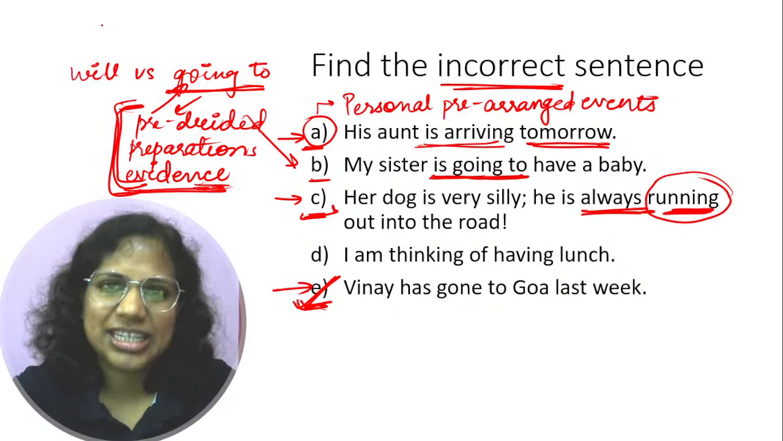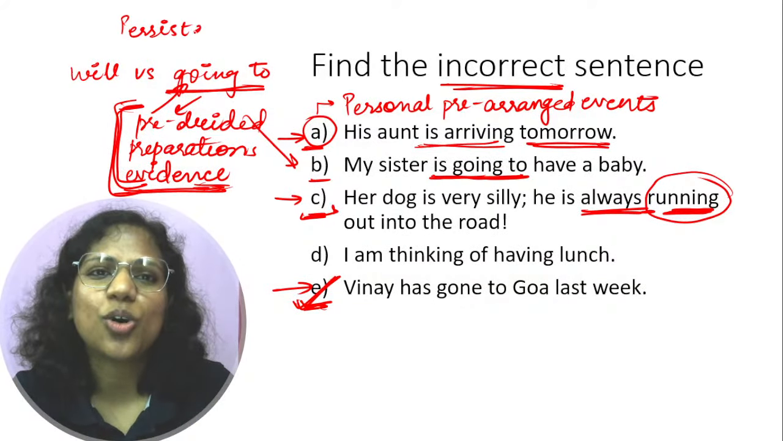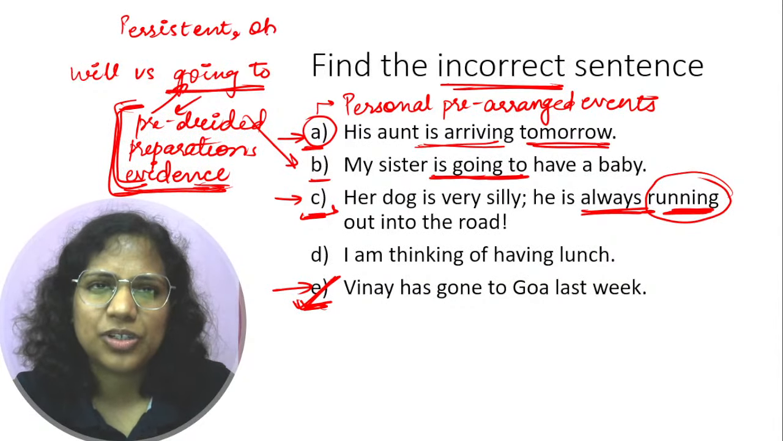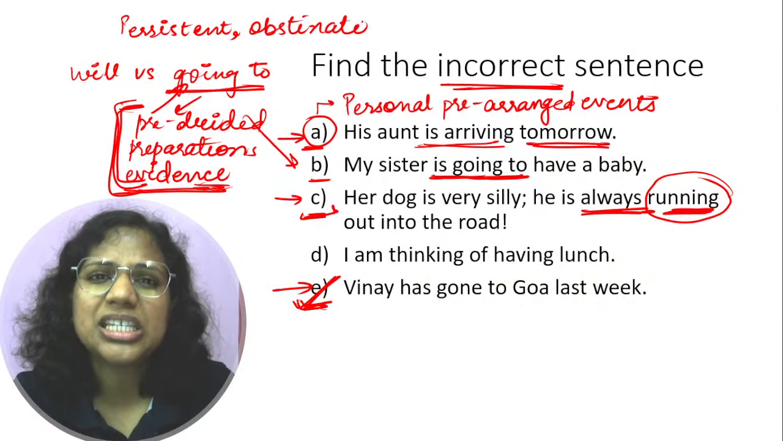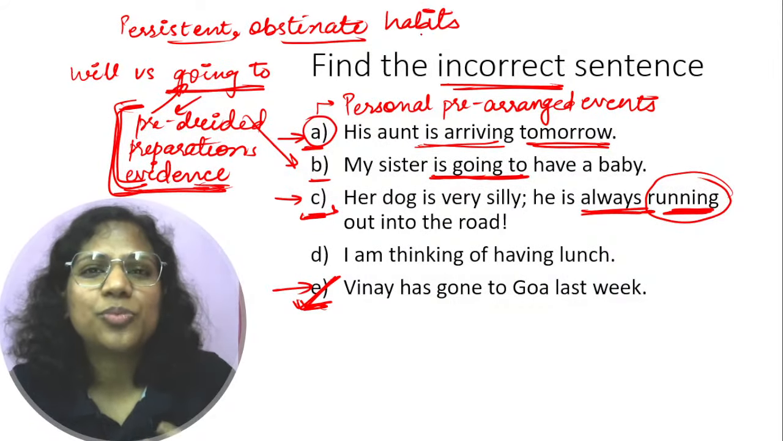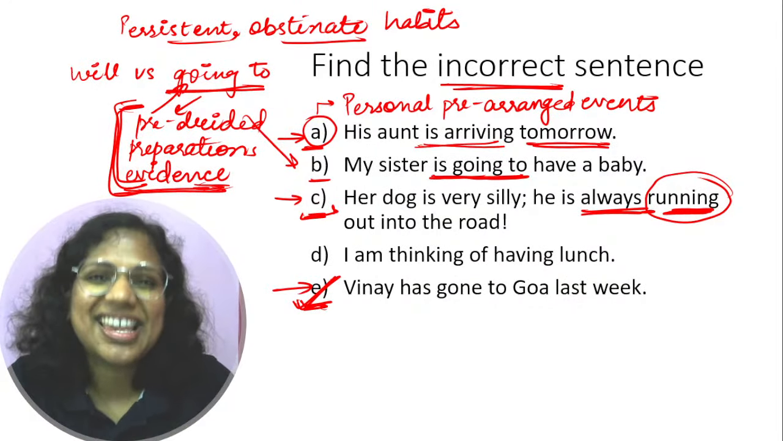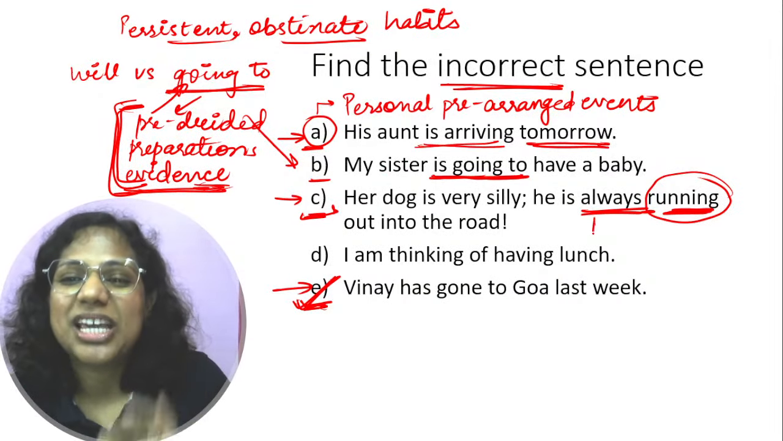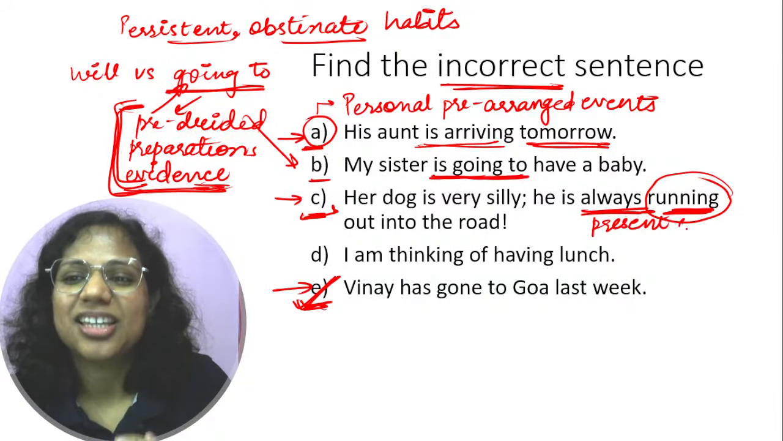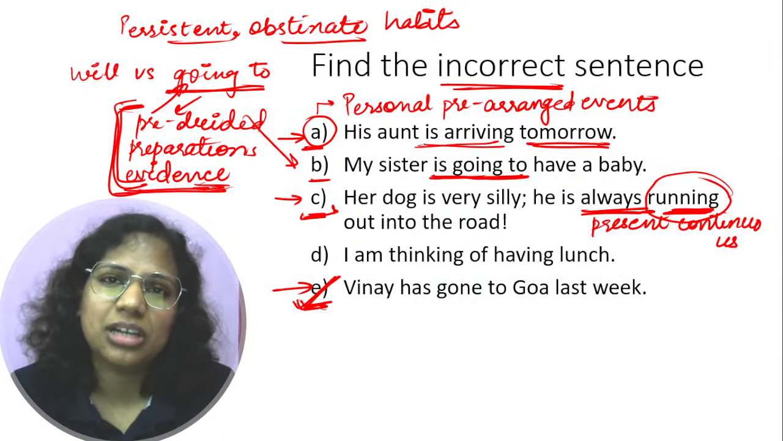Okay, so the rule is this, that when I talk about persistent, obstinate habits, I'm trying to show that they are continuing despite warning, despite my annoyance, then I will use the present continuous. तब हम continuous form use करते हैं. Remember this important rule. He's always chewing gum in the class.